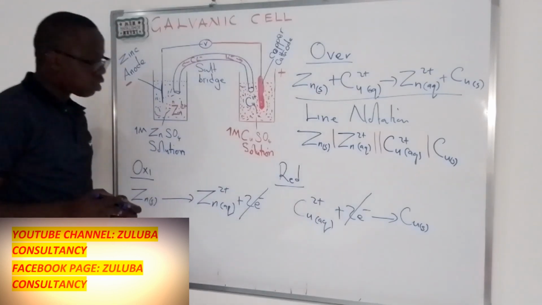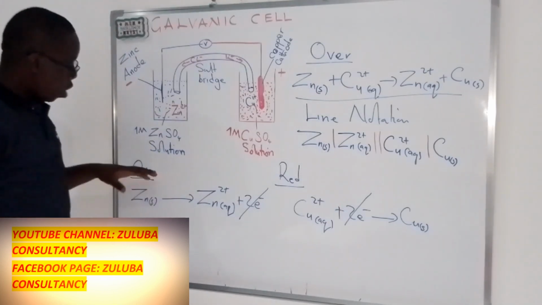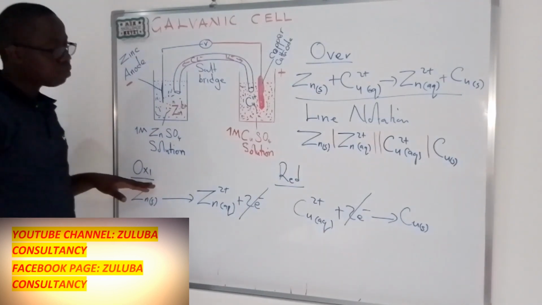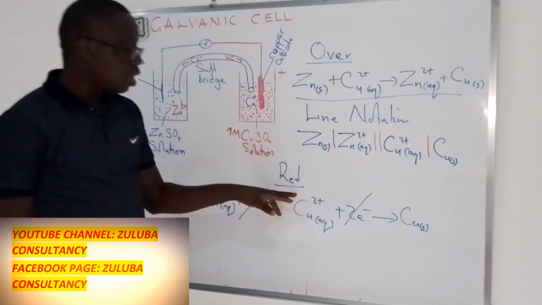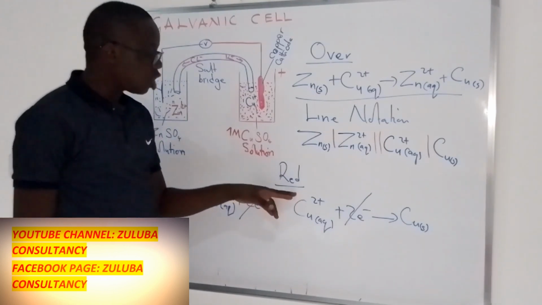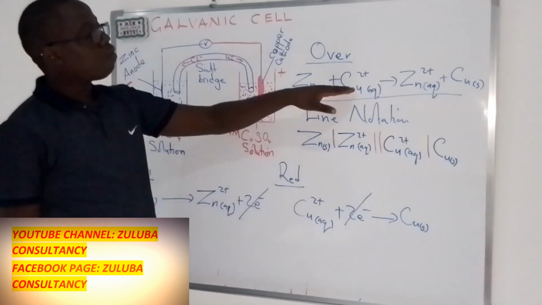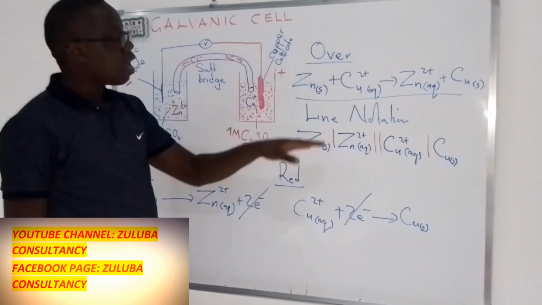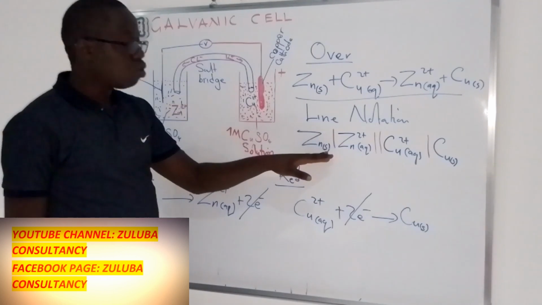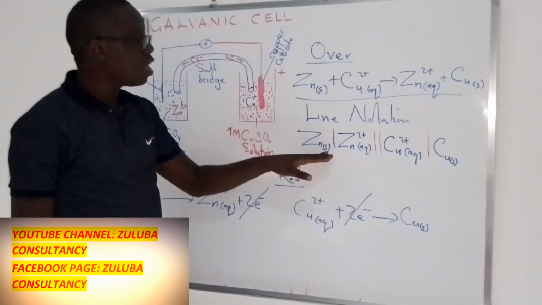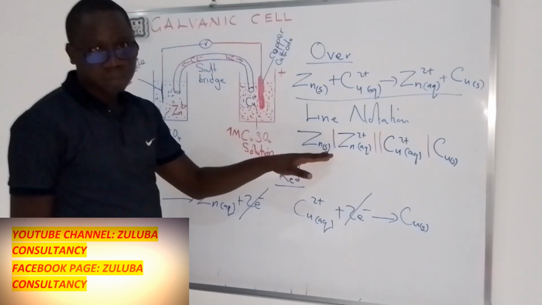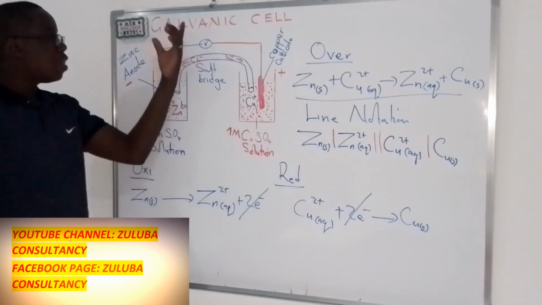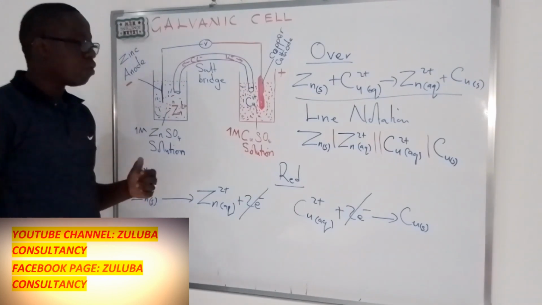So what have we looked at in this video? We have learned how to write the oxidation reaction. We have also learned how to write the reduction reaction. We have looked at how to come up with the overall reaction. Thereafter, we have also looked at how to come up with the linear notation. So look forward to a video where we'll now do calculations that involve the galvanic cell.